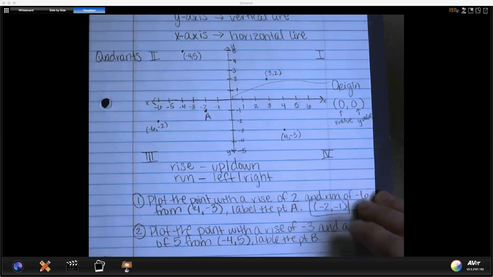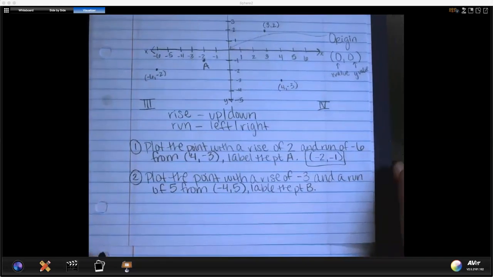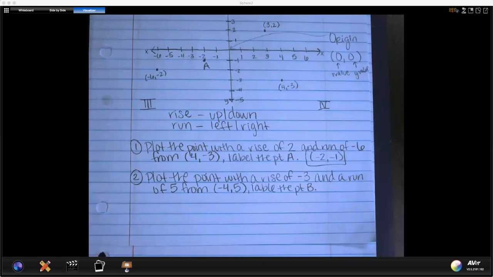Let me move that piece of paper so it's easier. Plot the point with a rise of -3 and a run of 5 from -4, 5. Label the point B.